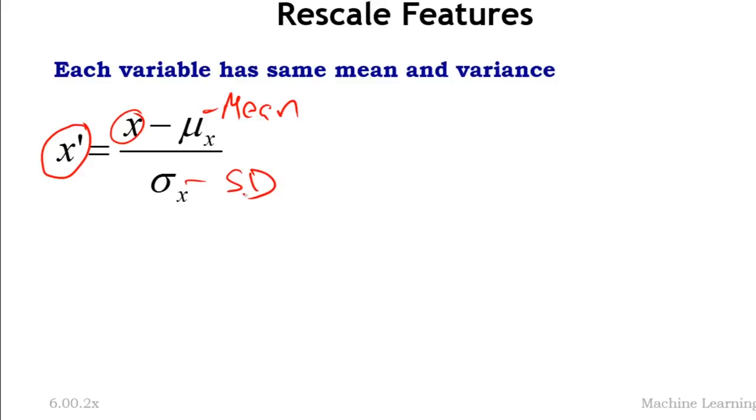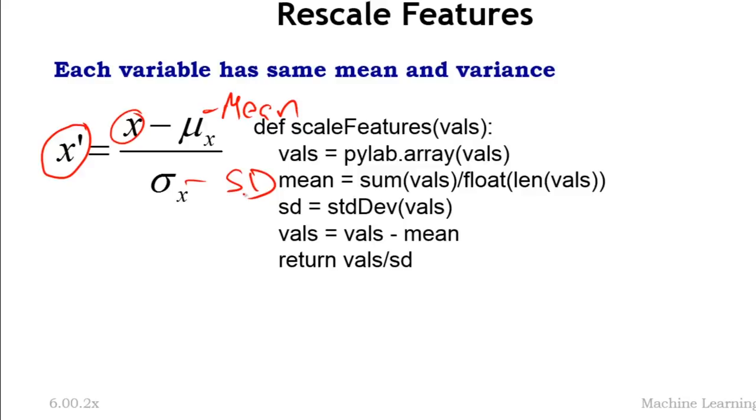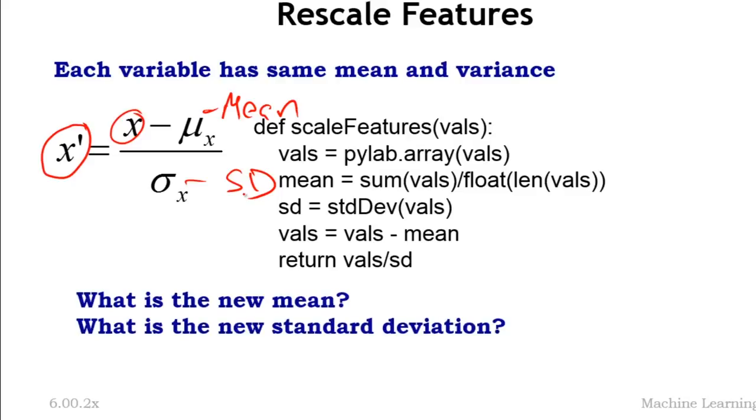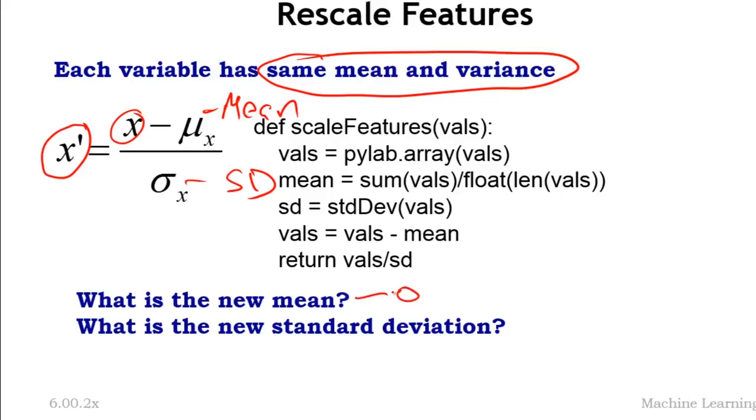For those of you who prefer code to equations, here's how we do it. If we run this code, or evaluate this equation, what will the new mean be, and what will the new standard deviation be? Well, the goal, you'll recall, was that they should be the same for every variable. But what is that? Well, if you stare at it a bit and do a little bit of math, you'll discover that the new mean should be 0 and the new standard deviation should be 1.